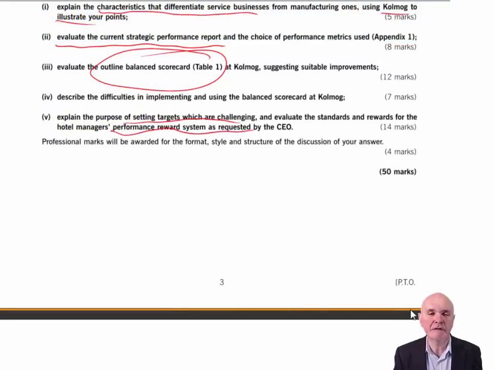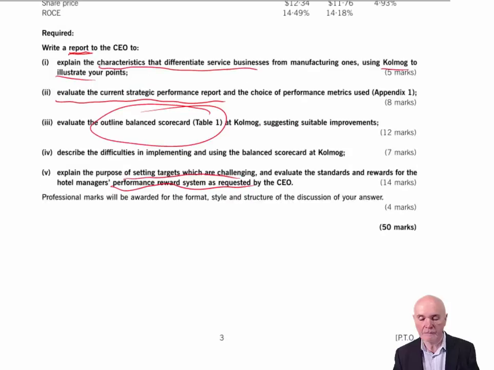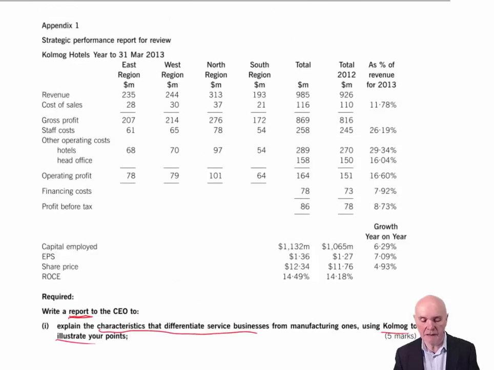Part 2. Evaluate the current strategic performance report and the choice of performance metrics used. And that's in Appendix 1, so let's go up to that. Remember we said evaluate, you expect criticism. There may be some good things, but there's going to be a lot of criticism. Let's make a judgment. And the choice of performance metrics. So let's look at Appendix 1. And here is Appendix 1.